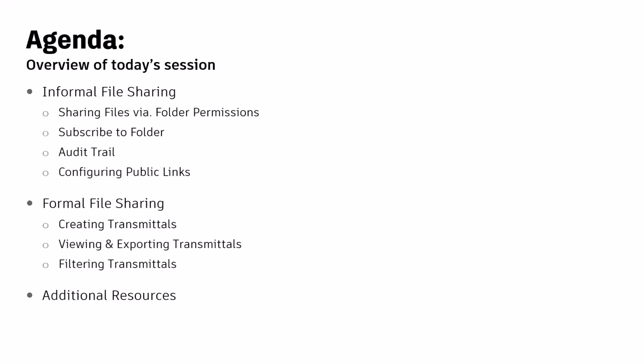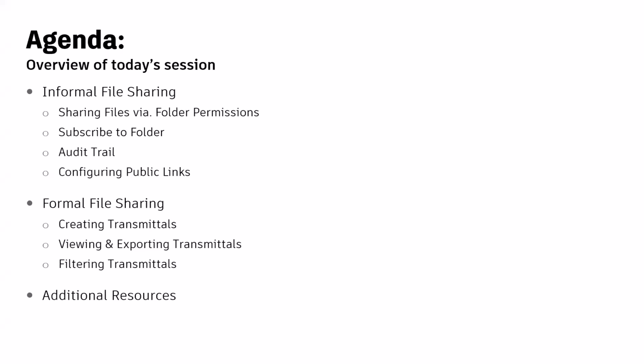Under informal file sharing, I'll show you how we can create folders and assign permissions. We'll look at how we can put content in those folders. We'll look at how we can subscribe to the folders so that we get notified when the contents of those folders change. We'll look at the audit trail so that we can ensure that when we make files available to folks that they're actually viewing and downloading those files. We'll also look at how we can exchange files with folks that may not have access to the Construction Cloud.